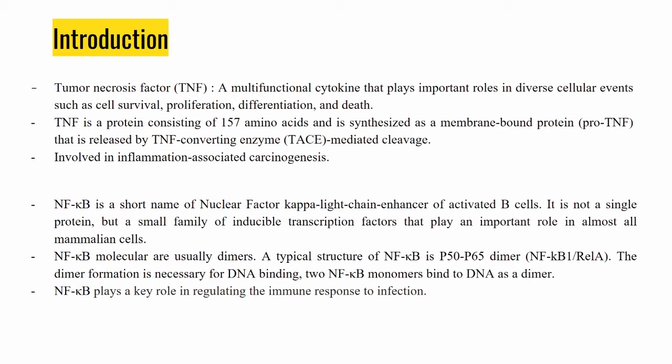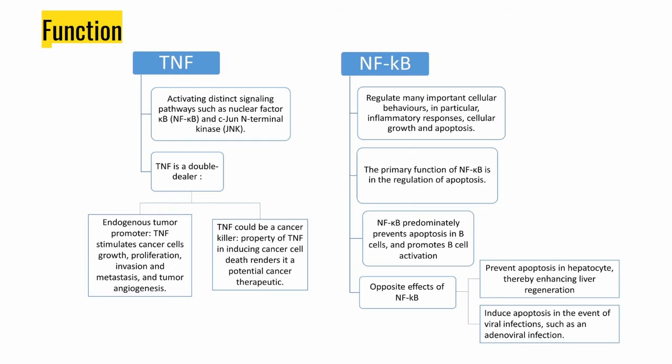A typical structure of NF-kB is a P50 to P65 dimer, NF-kB1 or A. The dimer formation is necessary for DNA binding. Two NF-kB monomers bind to DNA as a dimer. NF-kB also plays a key role in regulating the immune response to infection.